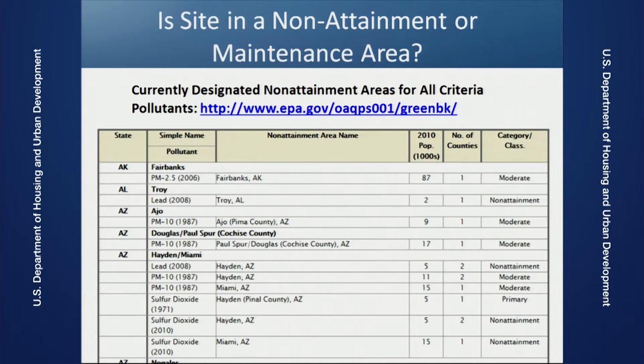This particular chart lists all the counties in Arizona and which pollutants, if any, are in non-attainment status for that county. I don't know why we have a lot of Arizona examples in the last couple PowerPoints. And I see that my hair was on my microphone, so hopefully that helped. I'm glad I was on camera for that moment.